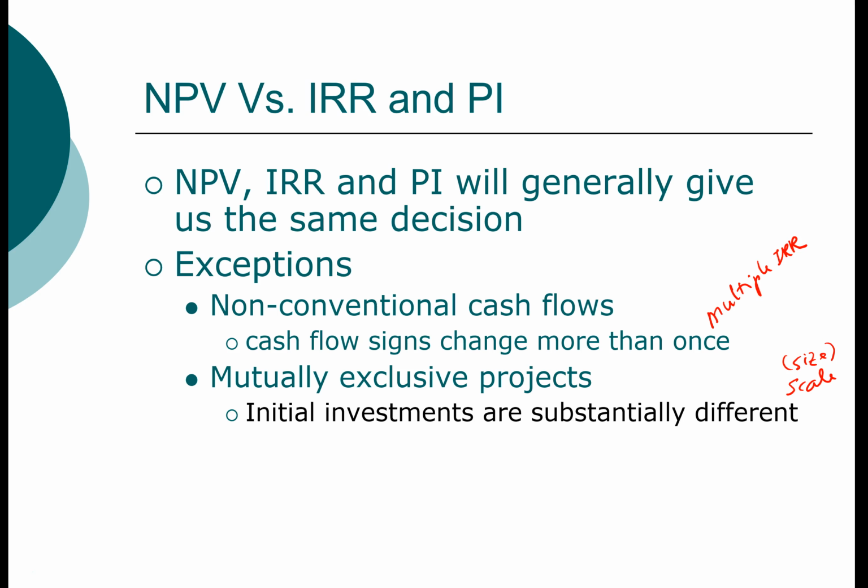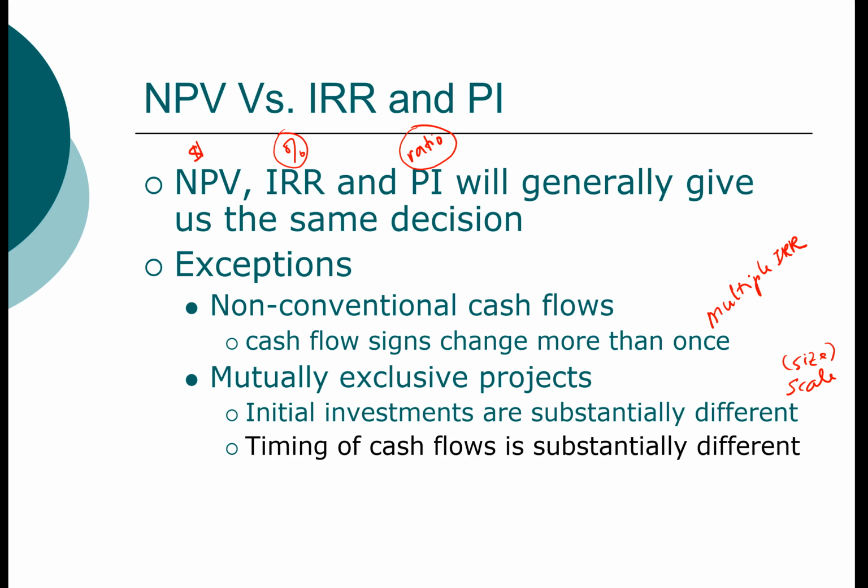So remember that the net present value gives us the value in dollar terms, the internal rate of return gives us a percentage return, and the profitability index gives us a ratio. So the scale problem affects both the IRR and the profitability index because they don't tell us in dollar terms what the value of a project is. The other problem exists when the timing of cash flow is substantially different. And this affects the internal rate of return method a lot more than the profitability index method.